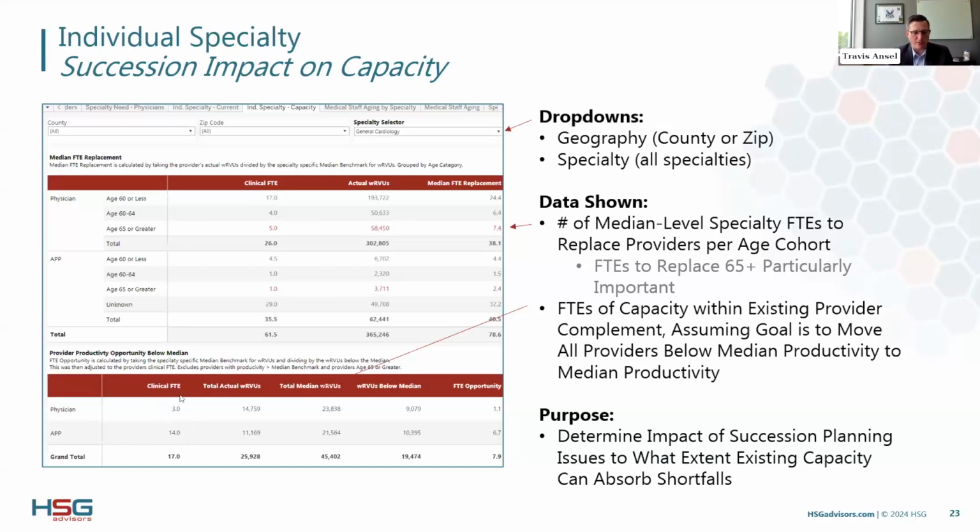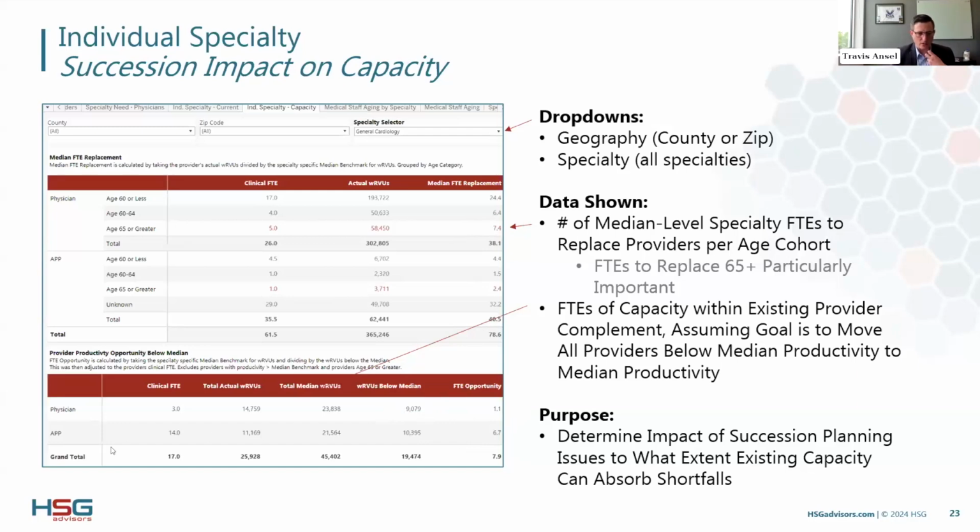And so what we do here is, based on the productivity data that you feed us, we identify how many providers, FTEs, both physicians and APPs, are below the median for their specialty, how many actual work RVUs they're producing, how many work RVUs they'd be producing if they were producing at the median, how many work RVUs of potential capacity that creates, and then how that translates to median level FTEs. So the way to read this would be, we have a gap of 7.5 that we're going to need to replace from a succession planning perspective. We have functionally 1 FTE's worth of capacity if we moved those providers currently under the median to the median.